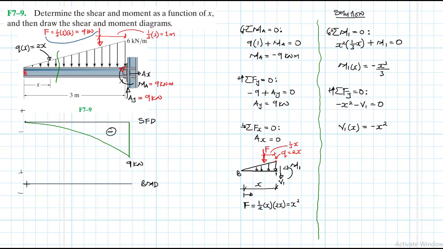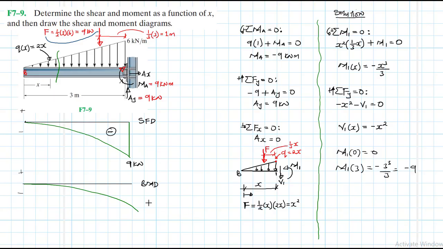So at B, what do you expect when x is equal to 0? You expect moment to be equal to 0. So m1 at 0 is 0. And then m1 of 3 is equal to minus 3 cubed divided by 3, which is 27 divided by 3, that's minus 9 kilonewton meters. But you see, it's a polynomial of degree 3. So let's draw it. We'll have something like that.